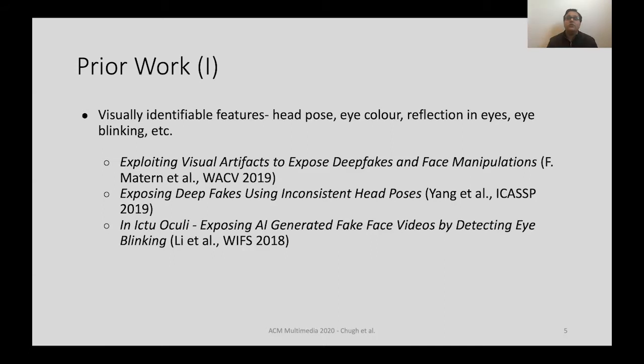Then Yang and others looked at the change in the head pose, essentially the inconsistencies which may occur in the head pose in a video when it has been manipulated. Further, Li and others found out that the eye blinking attribute can be used to predict if a video has been changed or not. Essentially, they used a long short-term memory network and tried to predict if the eye blinking rate can be modeled and further if a video has been changed or not.